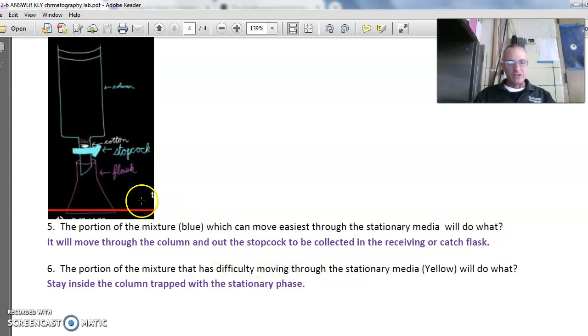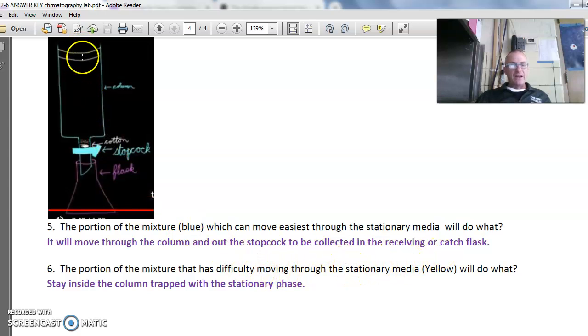The portion of the mixture, the blue, which can move easiest through the stationary media, will do what? It will move through the column and out the stopcock. So whatever can go through the stationary the best, whatever's not attracted to the stationary stuff, will move through it. And it'll go into the catch flask.